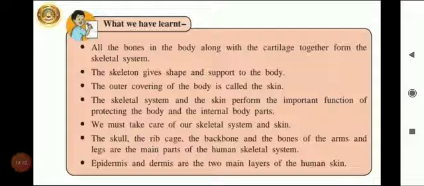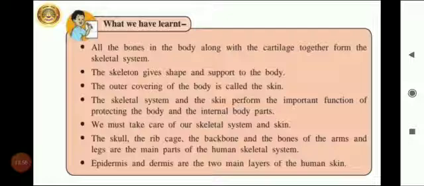What we have learned: all the bones in the body along with the cartilage together form the skeletal system. The skeleton gives shape and support to the body. The outer covering of the body is called the skin. The skeletal system and the skin perform the important function of protecting the body and the internal body parts. We must take care of our skeletal system and skin.